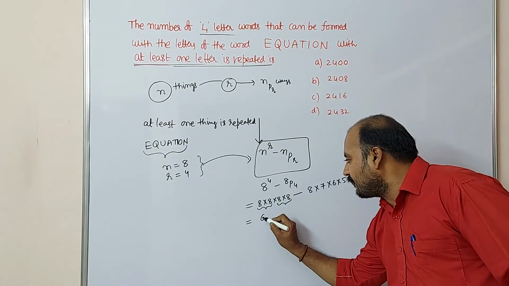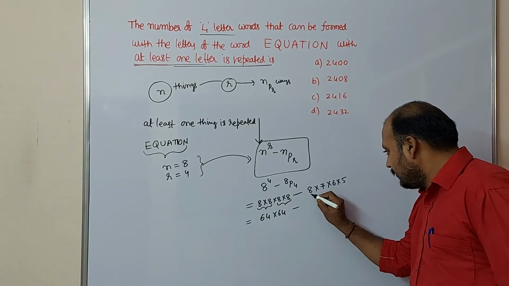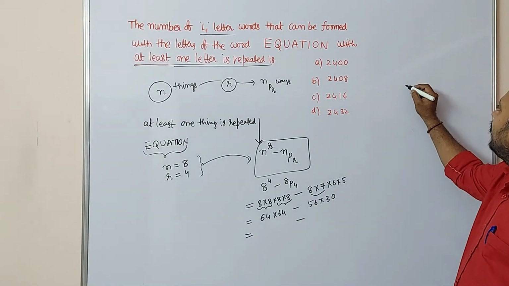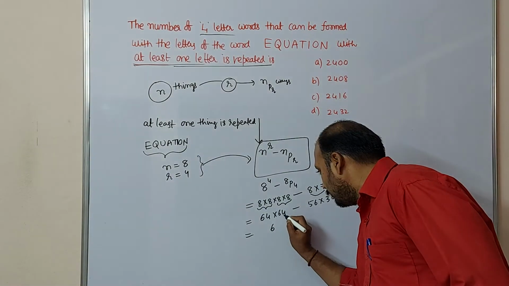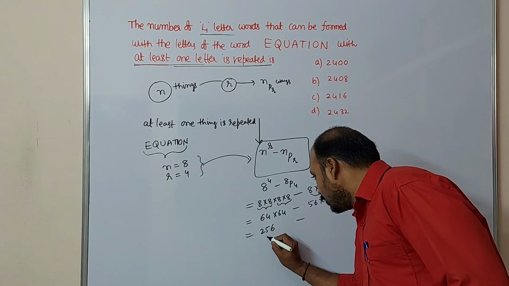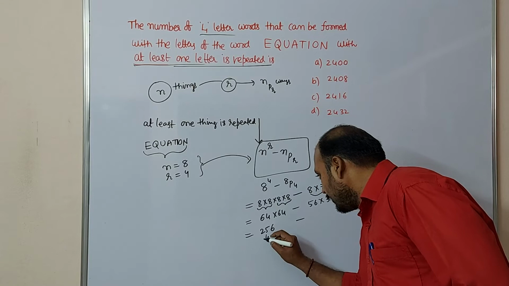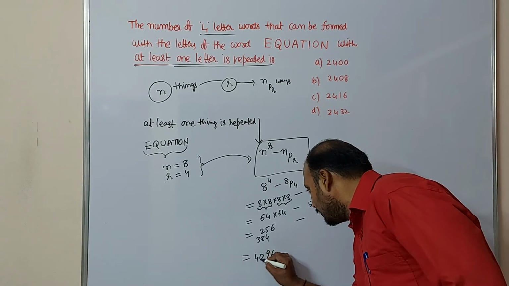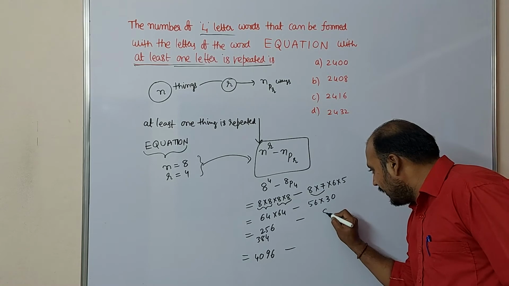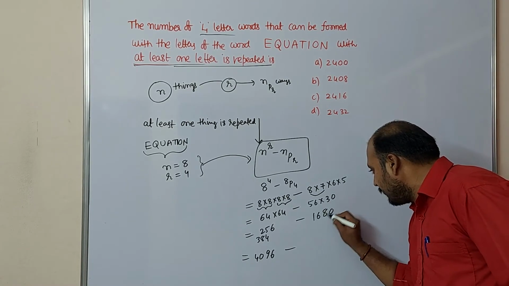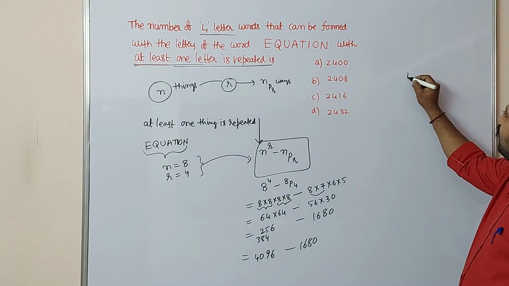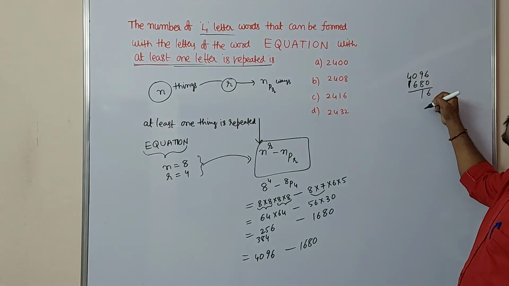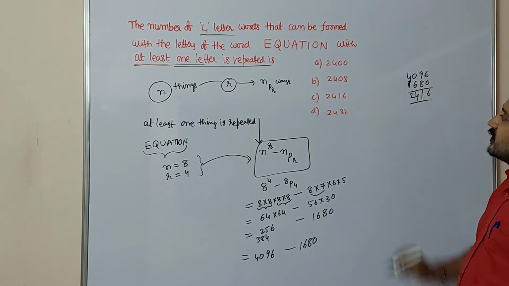That is 64 into 64 minus 56 into 30. 64 into 64, how much will it be? 4 4s are 16, 4 6s are 24, 25. 6 4s are 24, 36, 38. So it will be 4096. Minus 56 into 30, which is 1680. So 4096 minus 1680 is 2416.